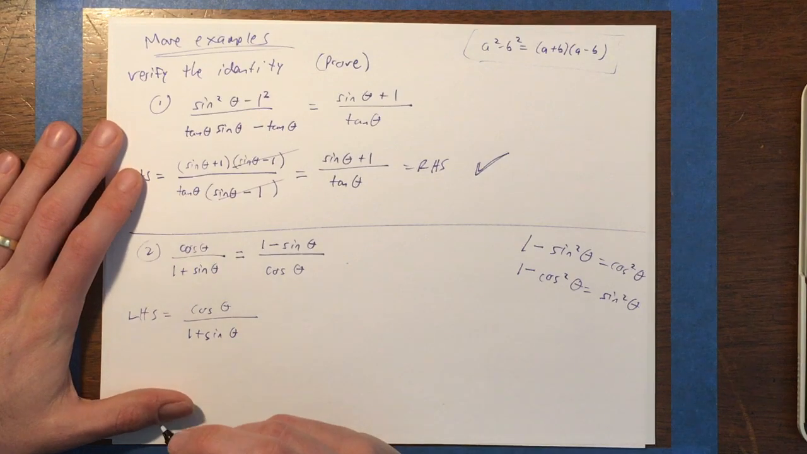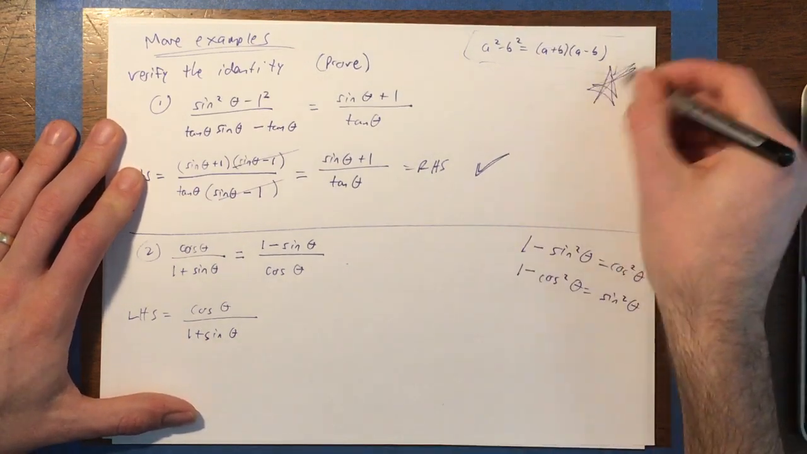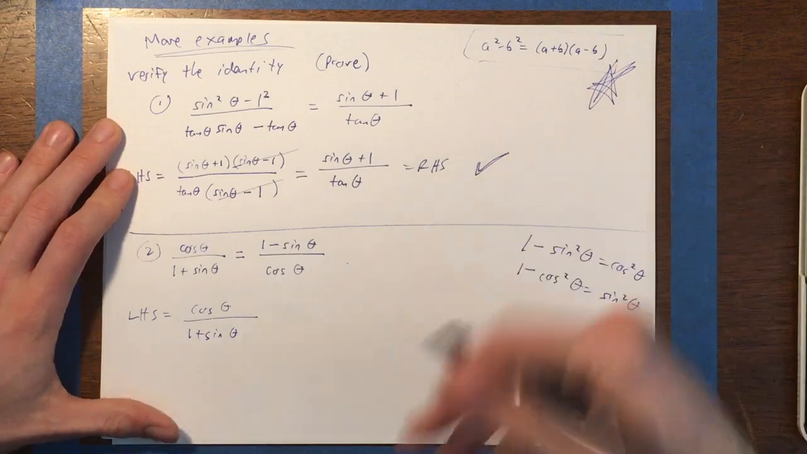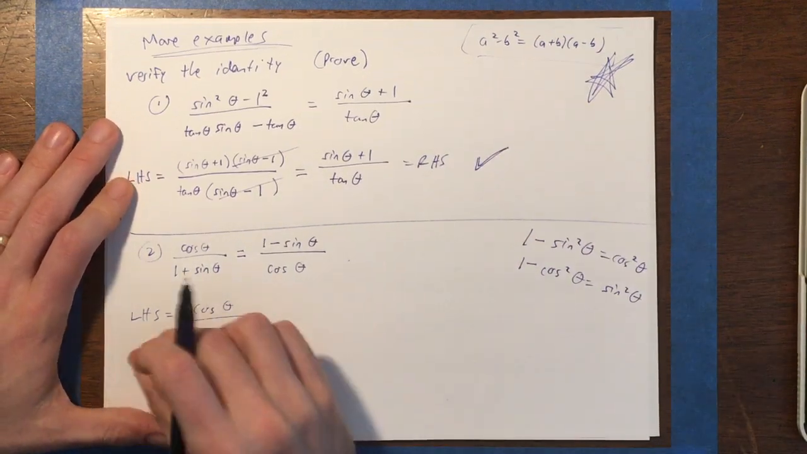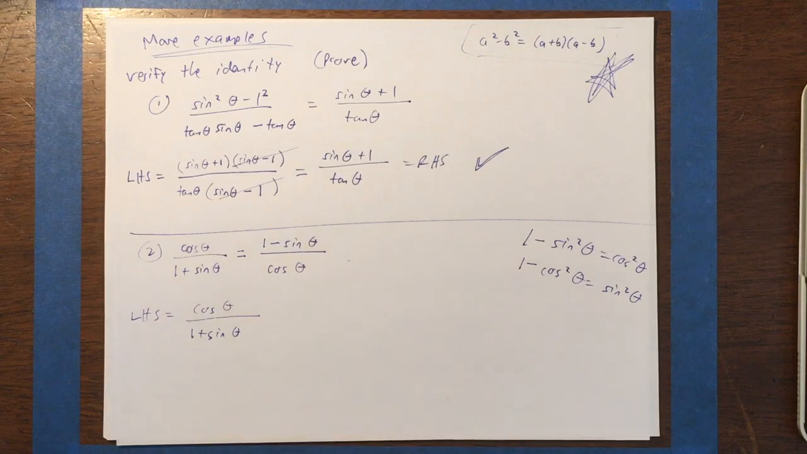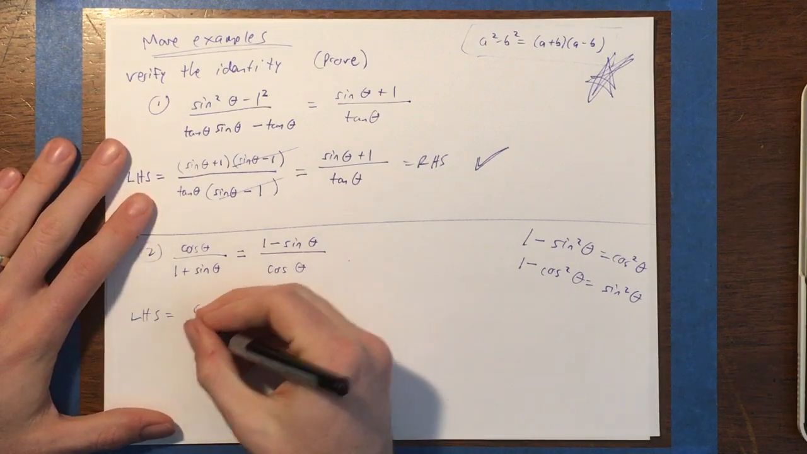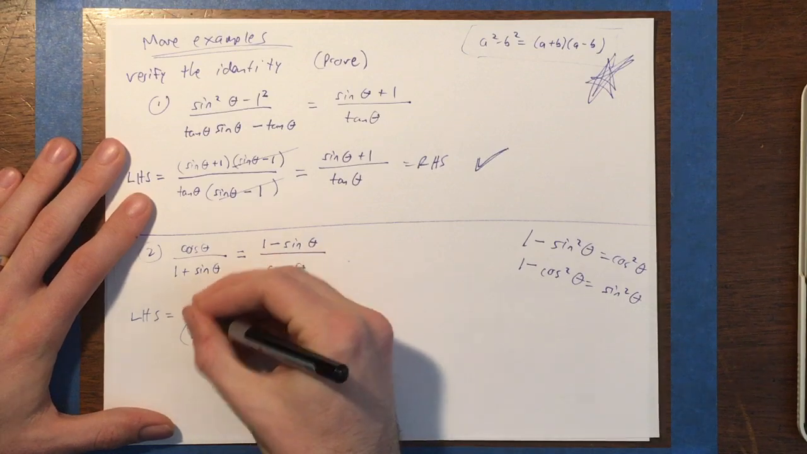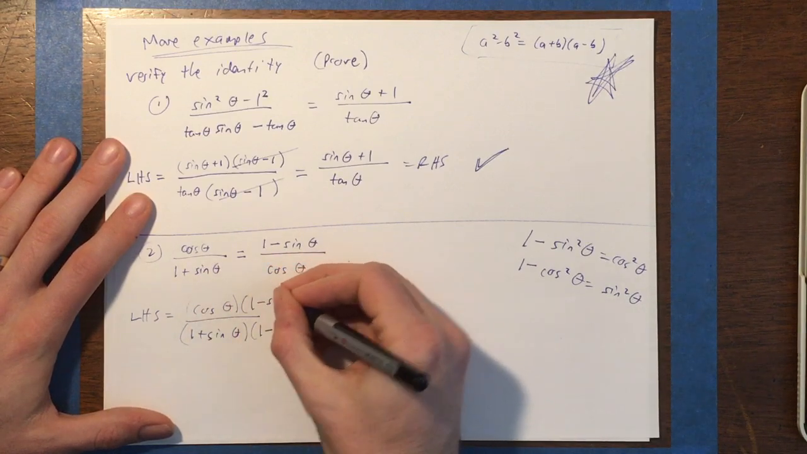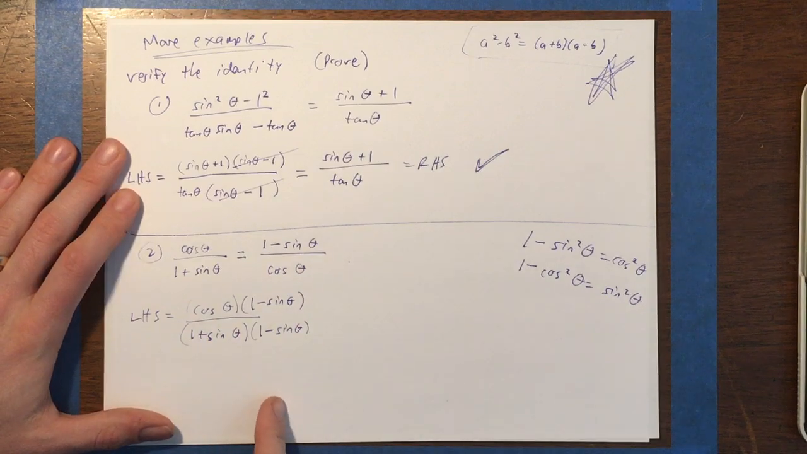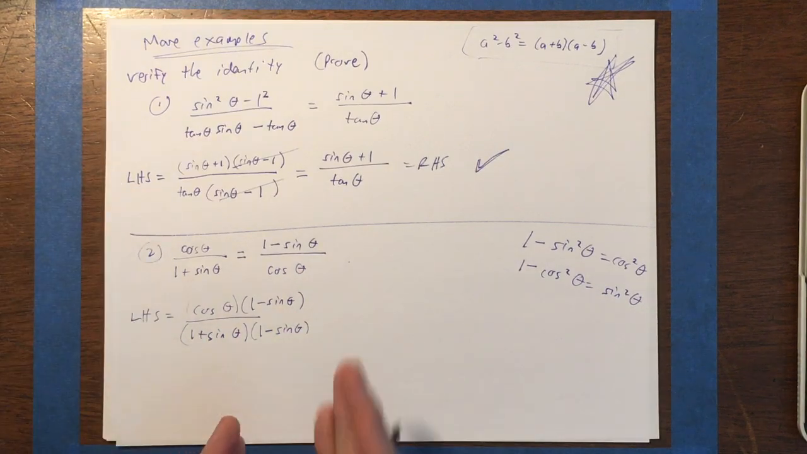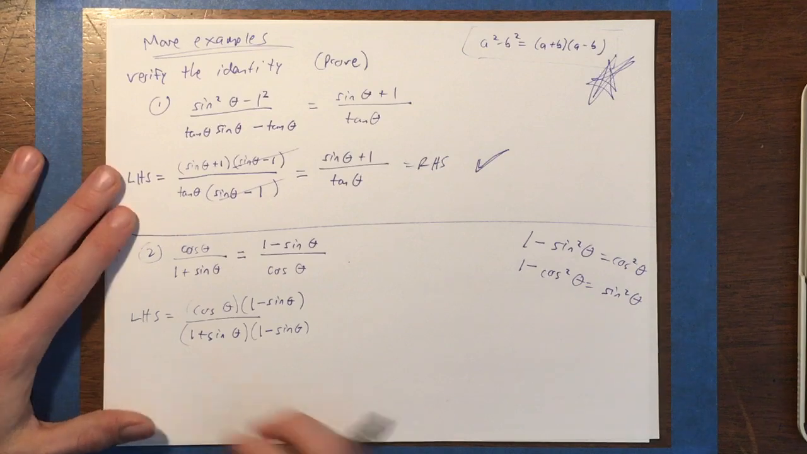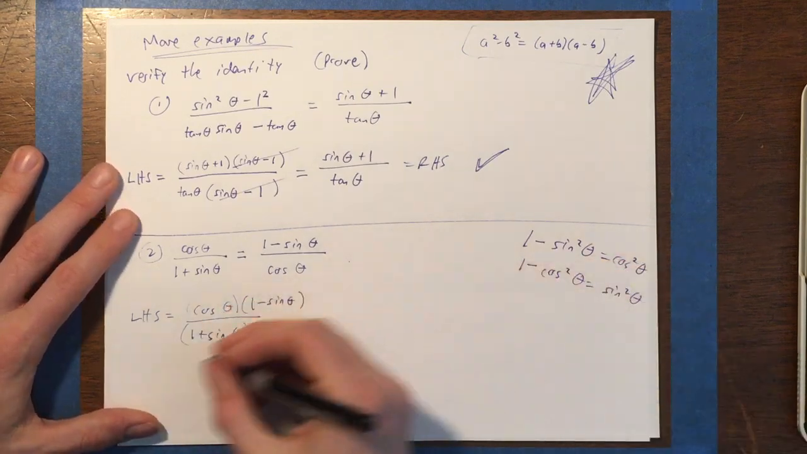And the way to do that is to use the same difference of squares idea, except what we want to do is produce that difference of squares by multiplying by the conjugate, just like you do when you're rationalizing a denominator or working with complex numbers. We have this idea of conjugate. And the conjugate of 1 plus sine theta is 1 minus sine theta. So what I'm going to do is multiply by 1 minus sine theta in the numerator and denominator. To keep the balance, I'm multiplying by something that equals 1.